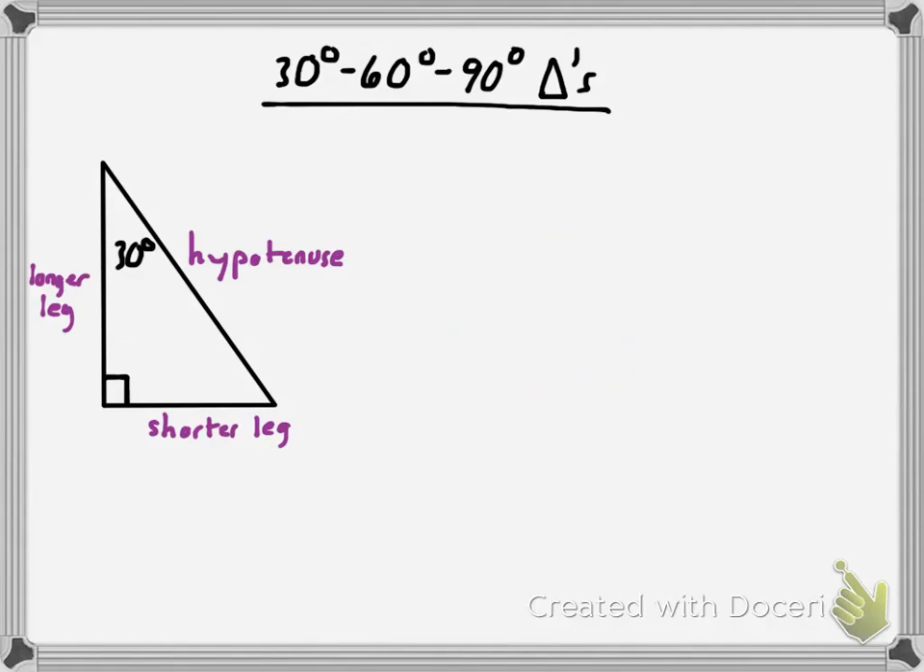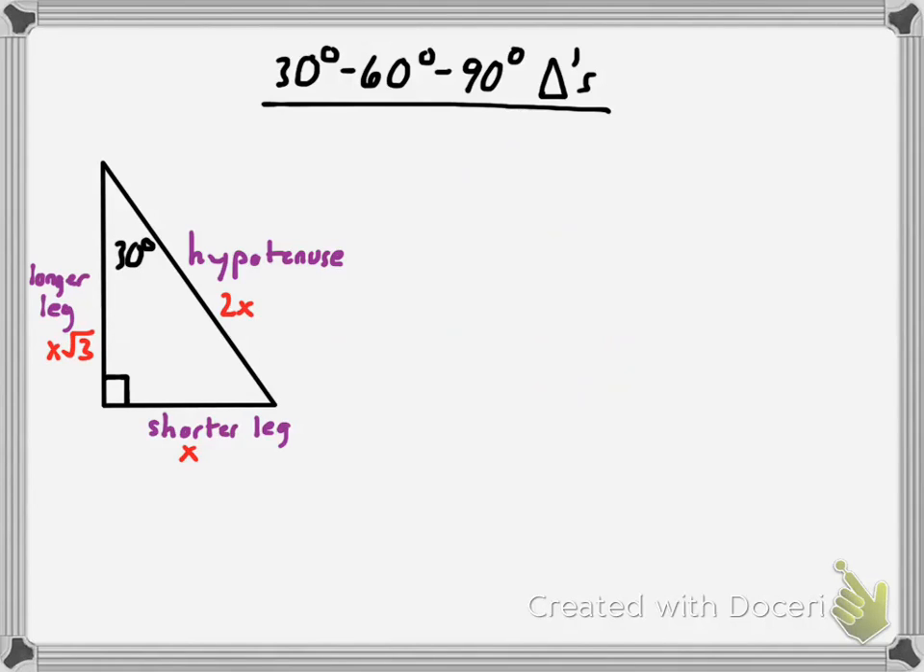And we just saw that if you call the shorter leg x, you would double that to find the length of the hypotenuse. So the hypotenuse would be 2x. And the longer leg is the shorter leg times the square root of 3. So it would be x square root of 3.